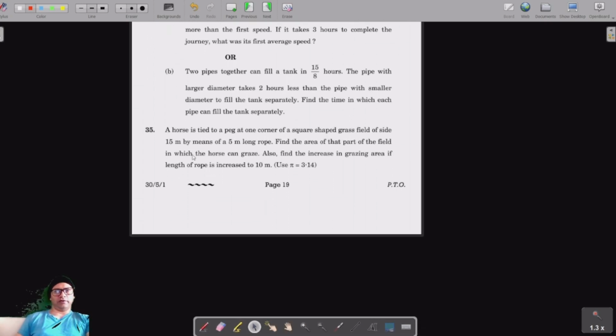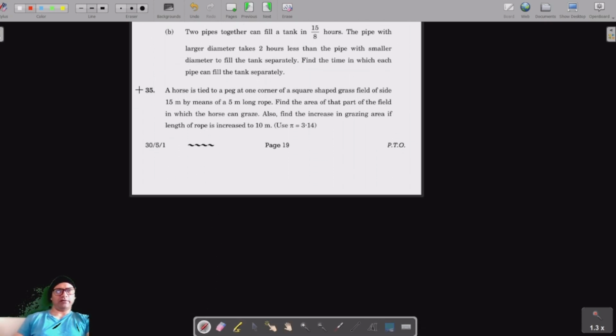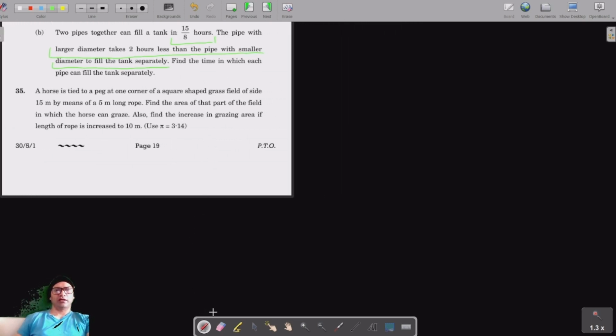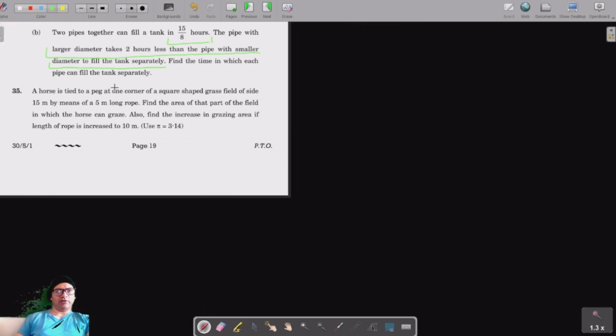Okay, for part B, it's given that two pipes can together fill a tank in 15 by 8 hours, and the pipe with larger diameter takes 2 hours less than the pipe with smaller diameter to fill the tank separately. And we have to find the time in which each pipe can fill the tank separately.